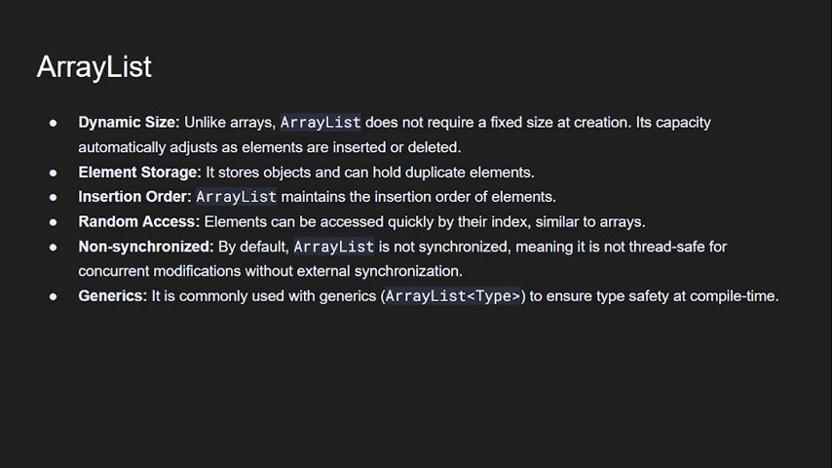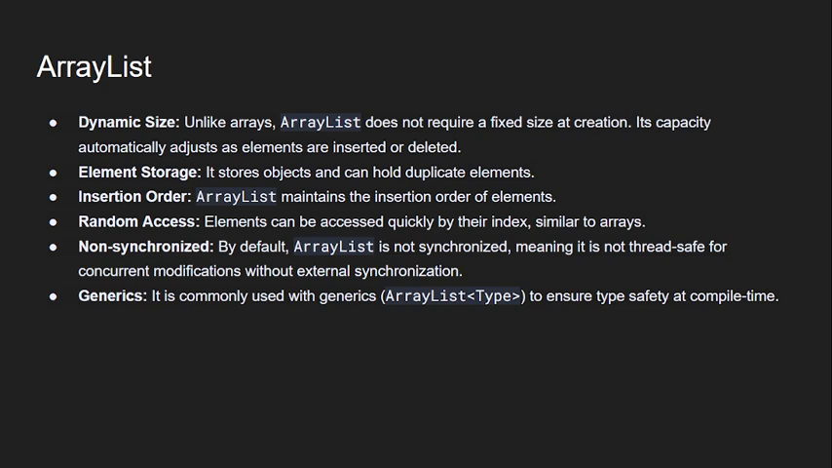Element storage: it stores objects and can hold duplicate elements. So ArrayList is used to store objects, and it can hold duplicate elements at different locations, just like an array, where there is no duplicacy check.